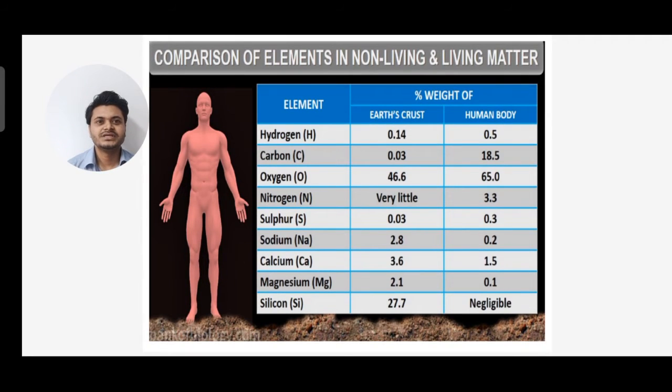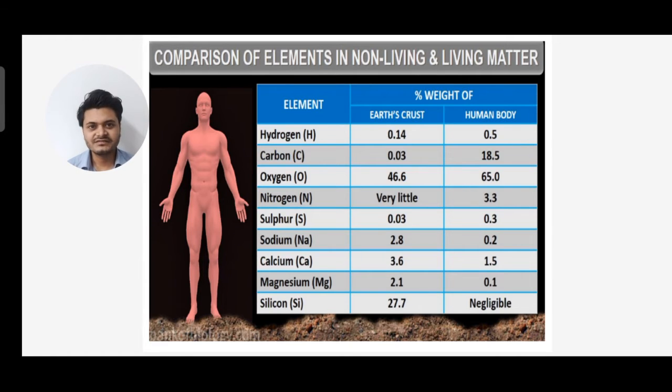Next we see the comparison of elements in living and non-living matter. On the left-hand side we have the elements, and on the right-hand side the percentage of weight. In the earth's crust and the human body, the elements are hydrogen, carbon, oxygen, nitrogen, sulfur, sodium, calcium, magnesium, and silicon.